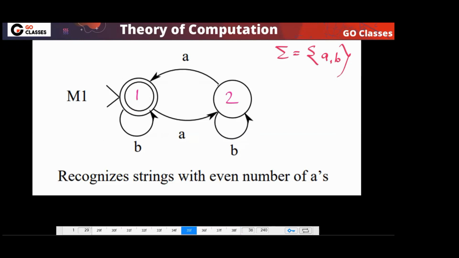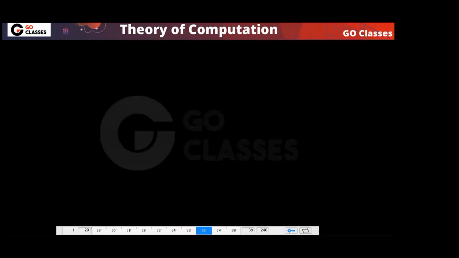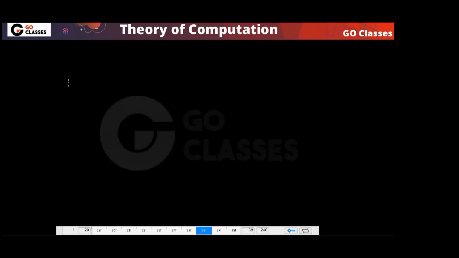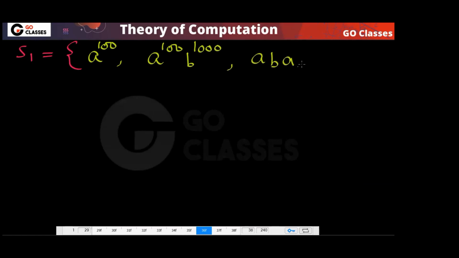Now I am giving you some set. For which set what will happen? There are only two states, so you can notice the number of states is 2. If I give you any set of at least 3 strings, can you guarantee that 2 of them will definitely go to the same state? Yes. For example, randomly I can give you any set: A power 100, B power 1000, A B, A B, A B B B B A B.